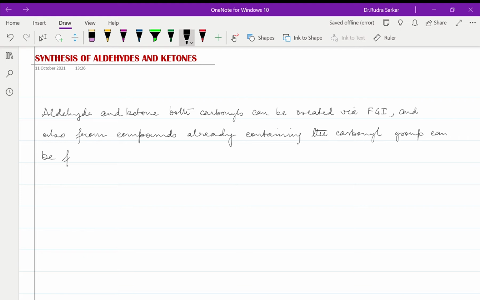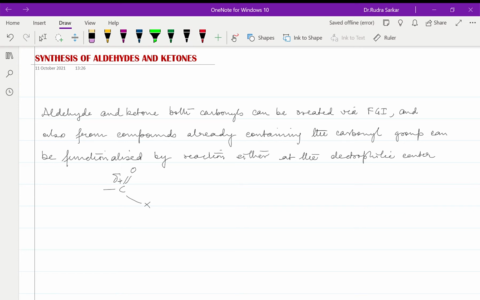They can be functionalized by reaction either at the electrophilic center, which is obviously, suppose this is the carbonyl group joined to some X. So this is my plus, so this is my electrophilic center.